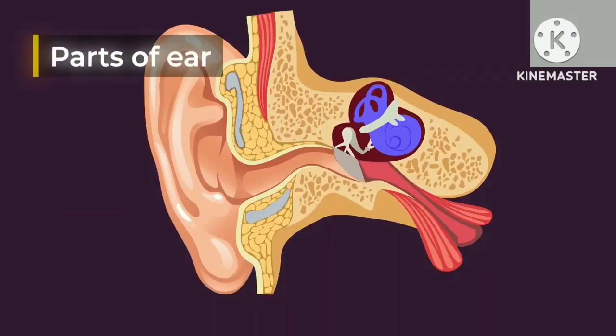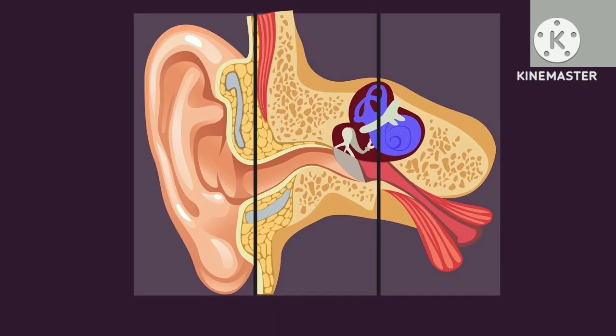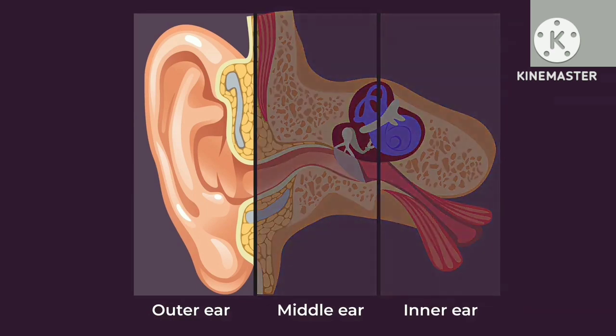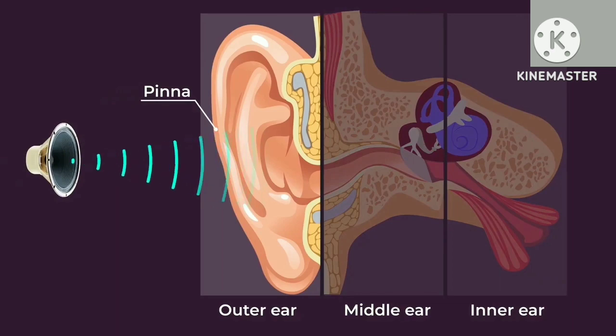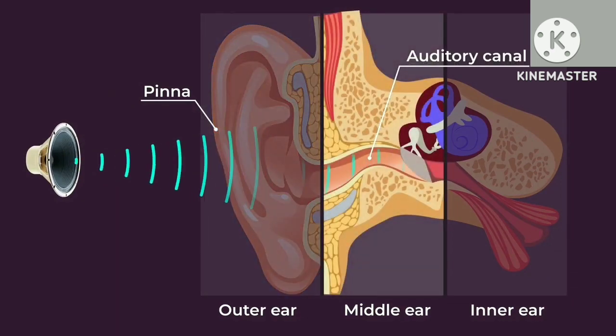Now, let's try to understand the parts of our ear. Our ear is divided into three parts, that is, the outer ear, the middle ear, and the inner ear. Now, talking about the outer ear, we have the pinna. It collects the sound from the surroundings. The sound collected from the surroundings moves to the auditory canal.